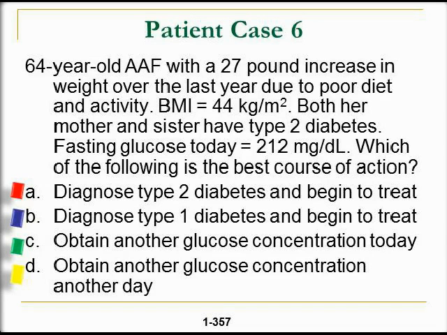All right. Patient case 6. We have an African-American female who's had a significant weight increase, primarily due to poor diet and exercise, over the last year. Her BMI is 44. Both her sister and her mother have type 2 diabetes, and she has a fasting glucose today of 212. What is the best course of action? Is it to simply right now diagnose her with type 2 diabetes and begin treatment? Is it to diagnose with type 1 diabetes and begin treatment right now? Should we obtain another glucose concentration today, or should we wait another day and get a glucose concentration at another day? Again, this patient is not showing signs or symptoms of hyperglycemia at this time. What do you guys say?